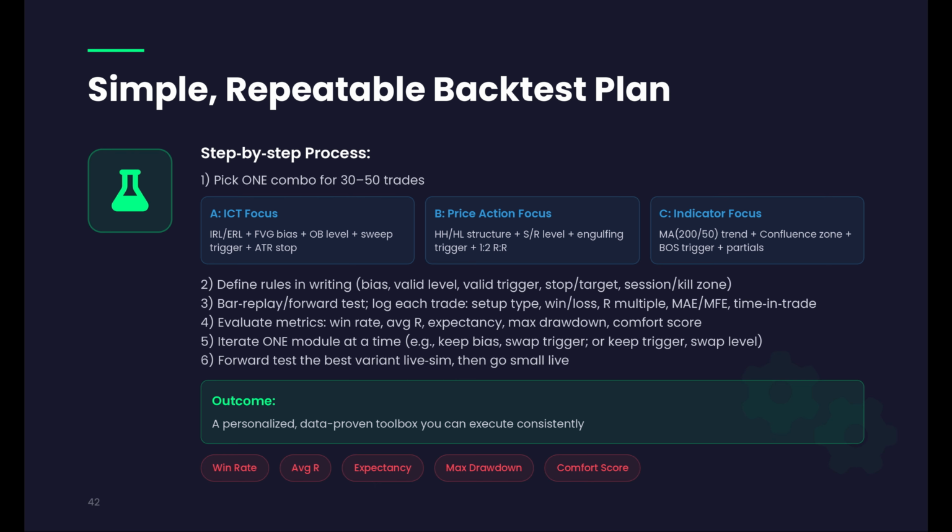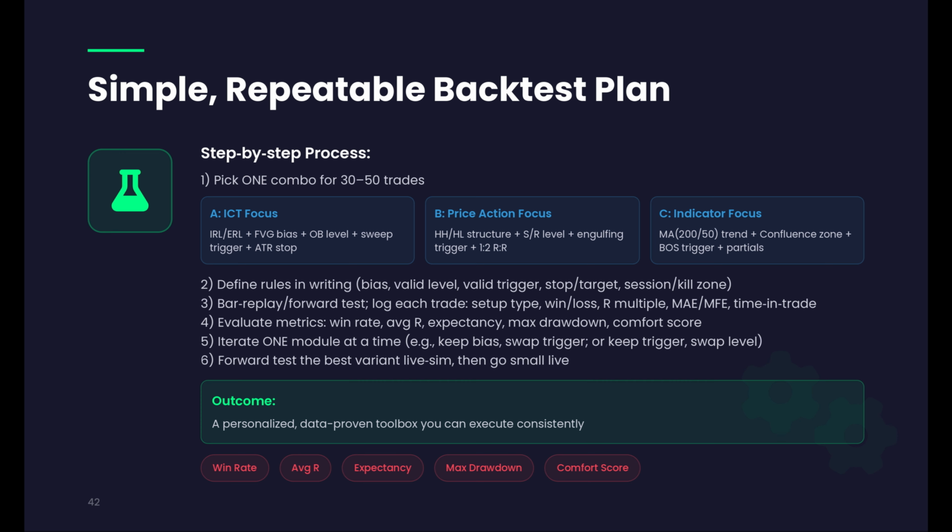Step 6. Once you've found the combination that shows statistical edge and psychological comfort, forward test it live in a simulation account. Real-time execution, managing emotions as if it were real money, but without actual capital at risk. If you remain profitable and can execute the rules consistently, then and only then, transition to small live positions. Start with the absolute minimum size. Your goal initially isn't profit. It's proving you can execute your system with real money and real emotions. Once you've demonstrated consistency with small size, gradually scale up as your confidence and capital grow.